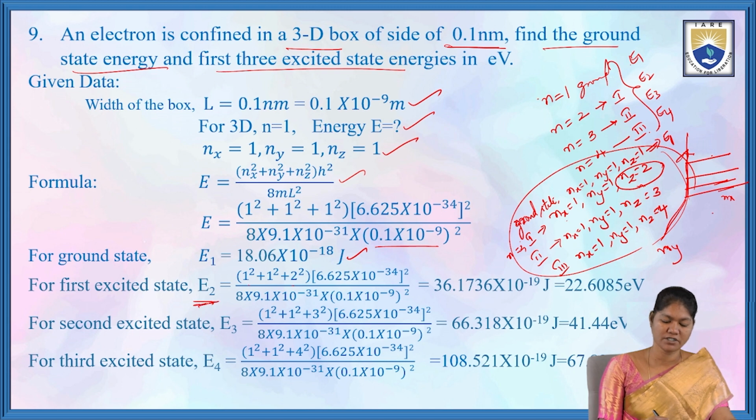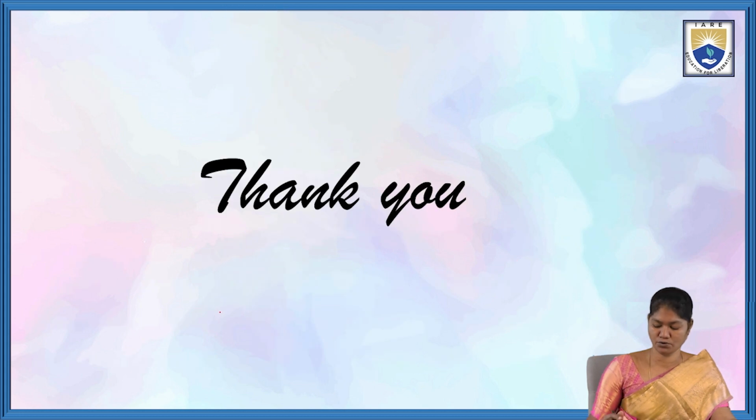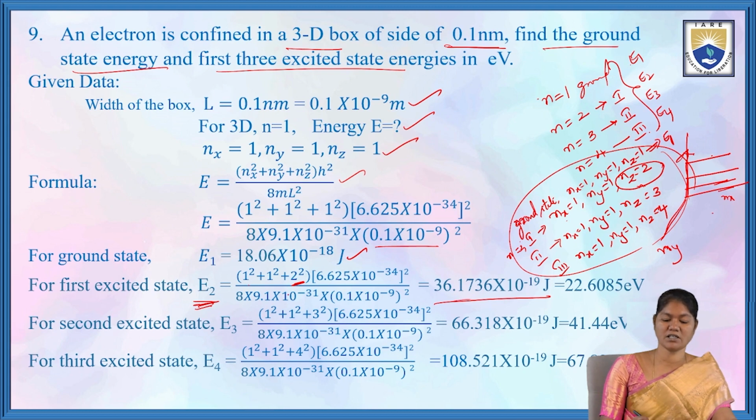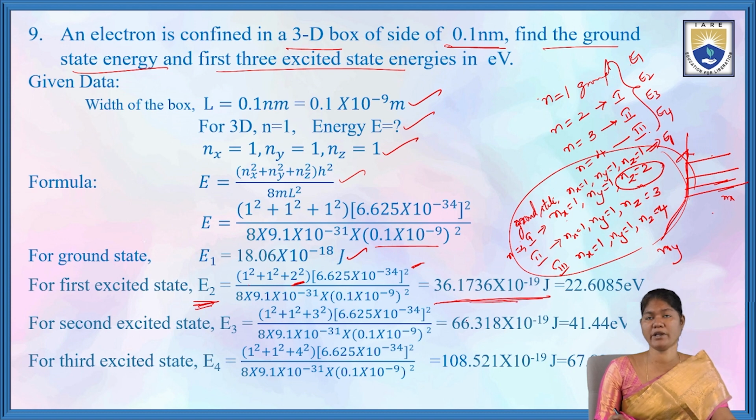So now the first excited state E2. So 1 square plus 1 square plus 2 square into (6.625 into 10 power minus 34) whole square divided by 8 into 9.1 into 10 power minus 31 into (0.1 into 10 power minus 9) whole square. So the value is 36.1736 into 10 power minus 19 joule. As I have taken the Planck's constant in joule, this energy will be in joules.